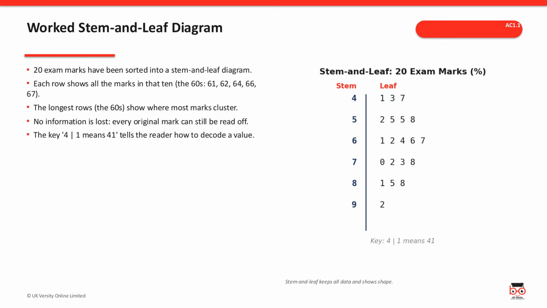Let's look at one in action, with 20 exam marks. Each row gathers all the marks in that 10. So the 60s row reads 61, 62, 64, 66, and 67 all sitting together. The longest rows are where the marks bunch up, and here the 60s clearly dominate. Nothing is lost, every original mark can still be read straight off. And the key reminds you that 4 bar 1 means 41.